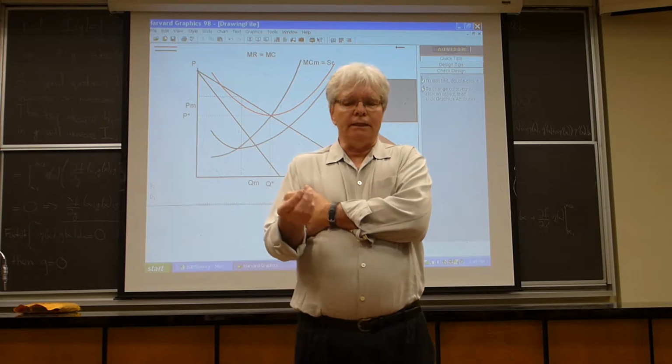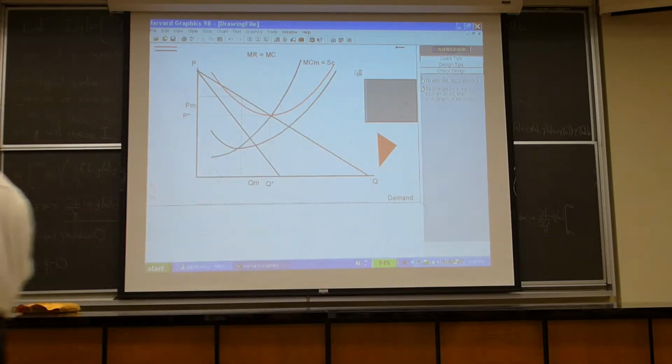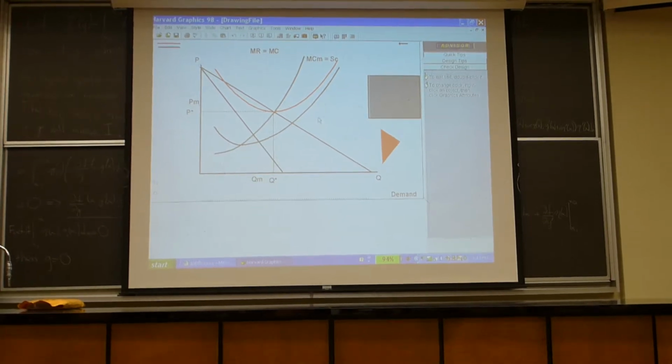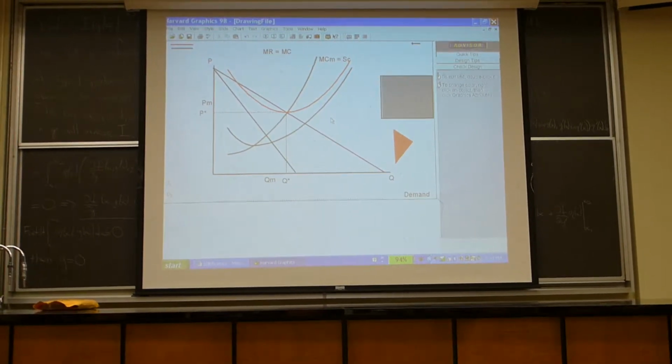So P equals MC. So the regulatory agency says, okay, there's your data, you have to produce right here. And forces them to produce here, right? This is what the monopoly produces. Now my question to you is, can the monopoly produce there? It turns out they can.